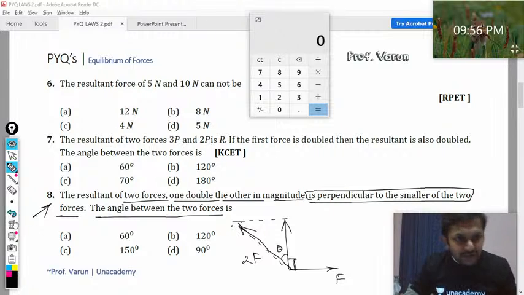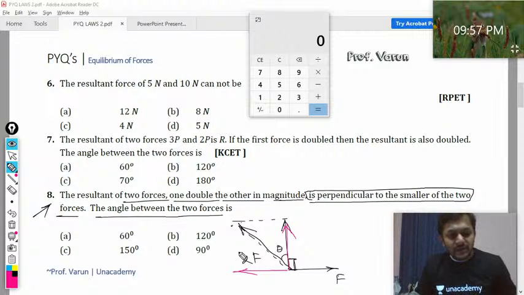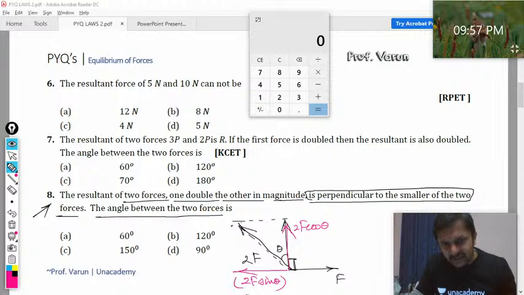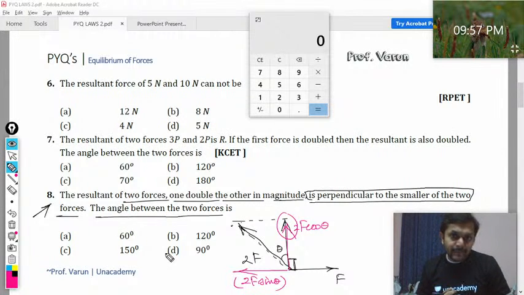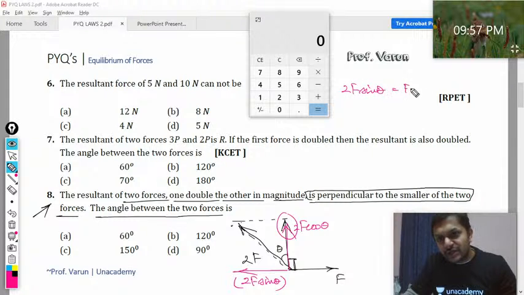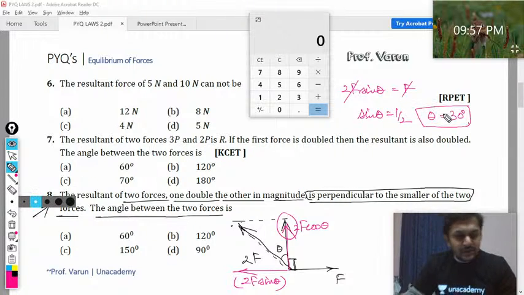So if I take the components of this, the component will be like this, one here and another here. So these are the two components now. So I can say that this will be 2F cos theta and this will be 2F sin theta. Now if the resultant is only and only in the vertical direction, it means the horizontal components should cancel each other. So this only means that 2F sin theta should equal F. So it means that sin theta should be equal to half. So theta should be equal to 30 degrees.